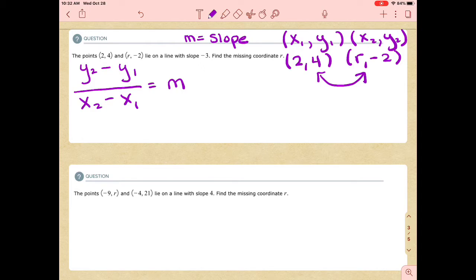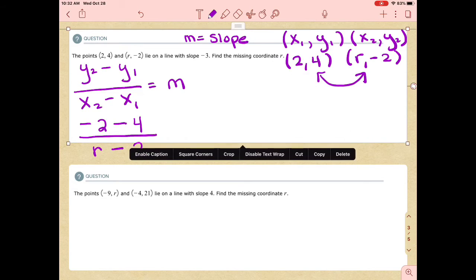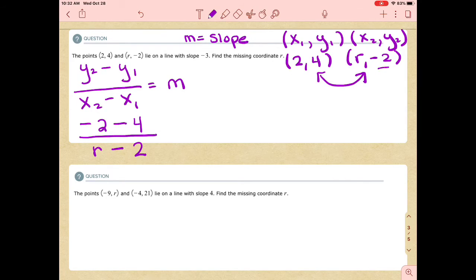In the case where I wrote it, it would be -2 minus 4 over r minus 2. And then I just double check to make sure I put things in the right place. So this is y2 minus y1 over x2 minus x1. All of this is going to equal our slope of -3.